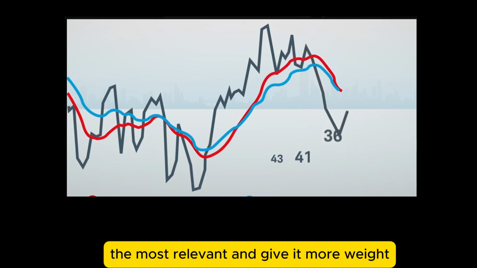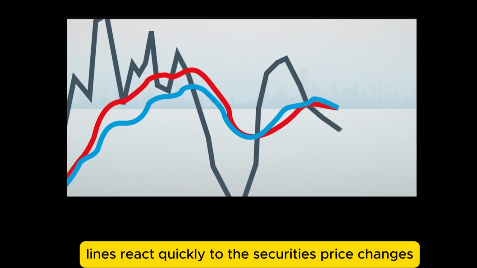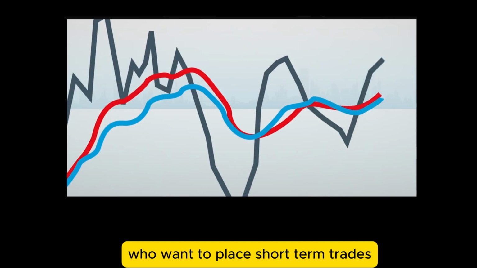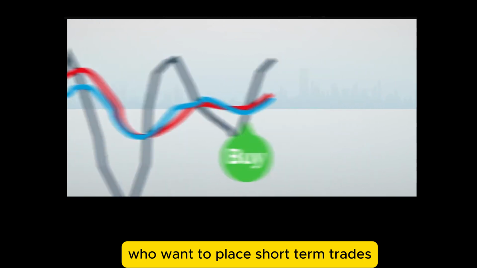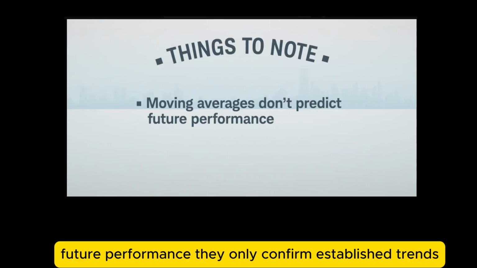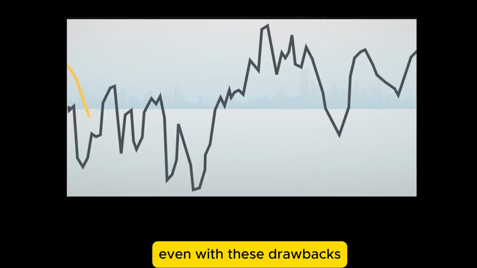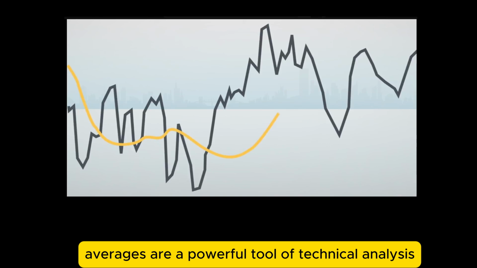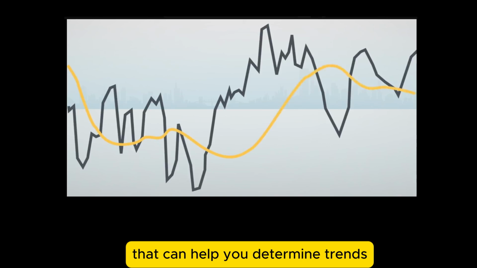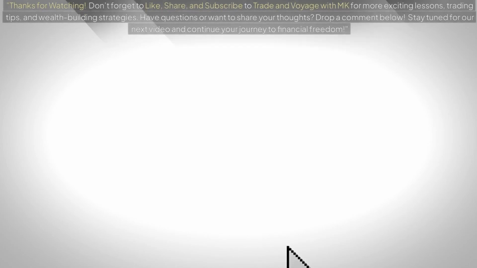These types of moving averages consider recent data the most relevant and give it more weight. Consequently, these moving average lines react quickly to recent price changes. This is helpful for active traders who want to place short-term trades. It's also important to note that moving averages don't predict future performance, they only confirm established trends. Even with these drawbacks, moving averages are powerful tools of technical analysis. They can help in determining trends and identifying buy and sell signals.